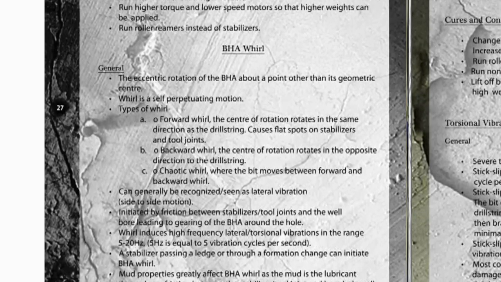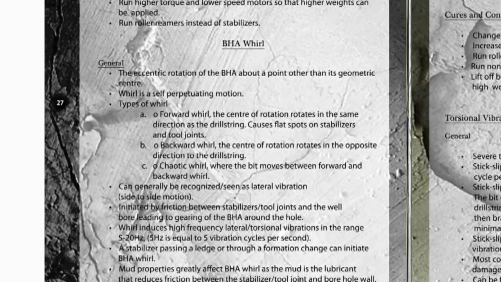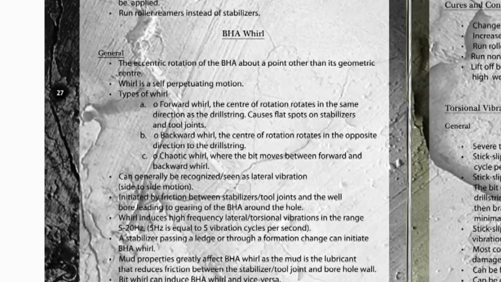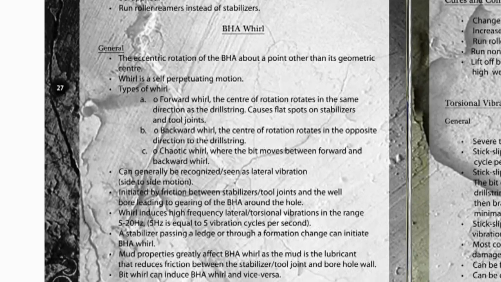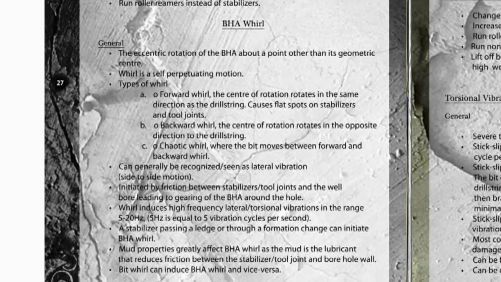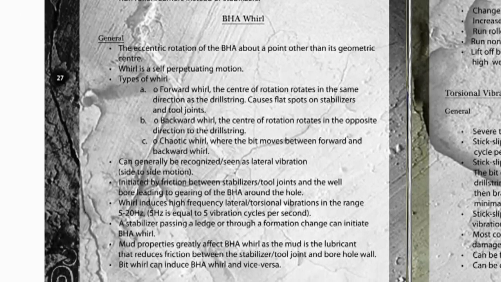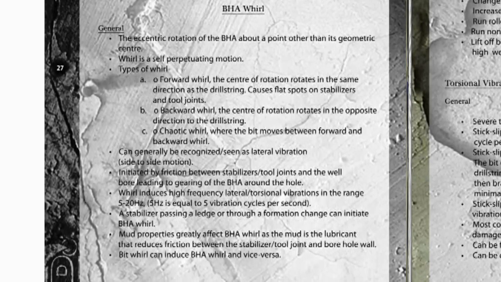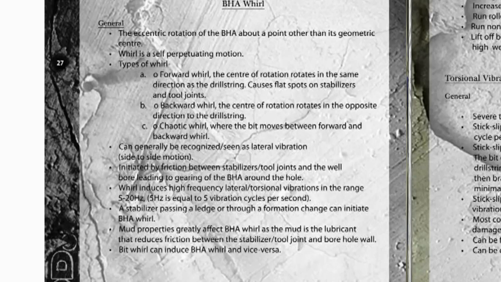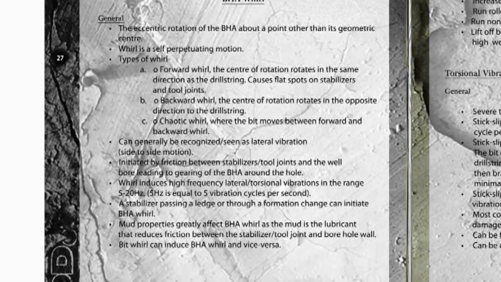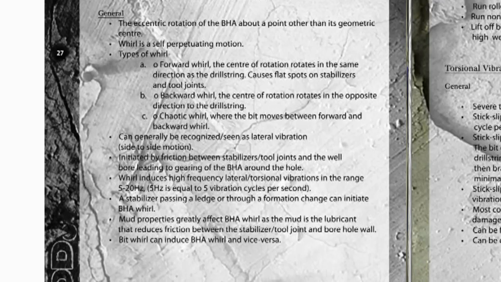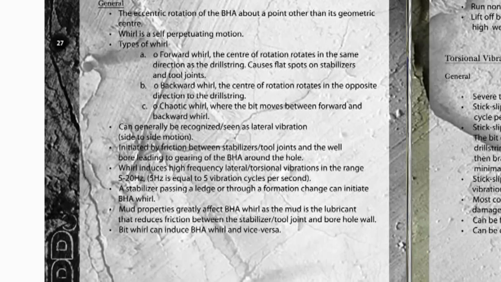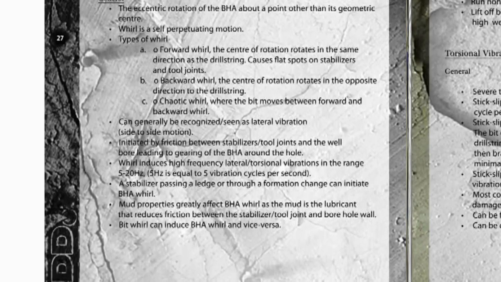Initiated by friction between stabilizers or tool joints and the well bore, leading to gearing of the BHA around the hole. Whirl induces high-frequency lateral or torsional vibrations in the range of 5 to 20 Hz. 5 Hz is equal to 5 vibration cycles per second. A stabilizer passing a ledge or through a formation change can initiate BHA whirl. Mud properties greatly affect BHA whirl, as the mud is the lubricant that reduces friction between the stabilizer or tool joint and borehole wall. Bit whirl can induce BHA whirl and vice versa.